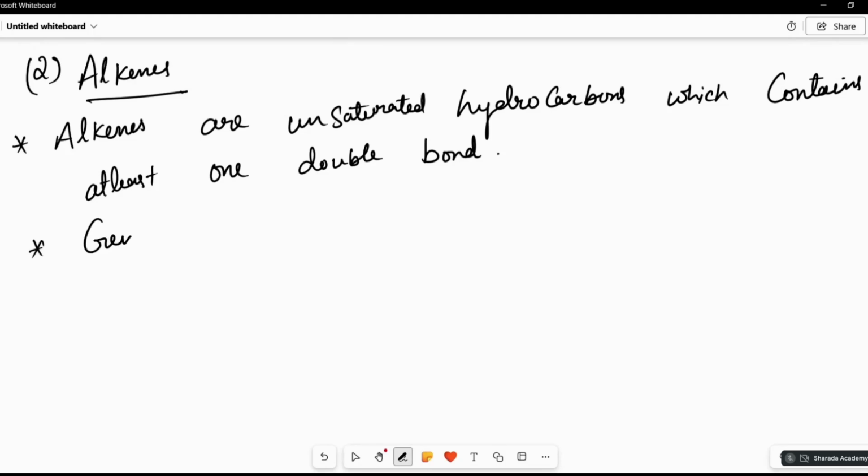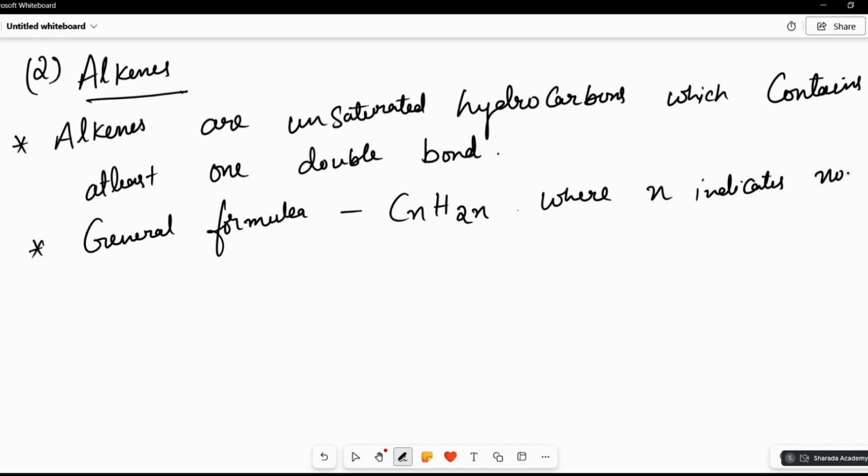Now, the general formula. General formula CnH2n, where n indicates the number of carbon atoms. Number of carbon atoms.